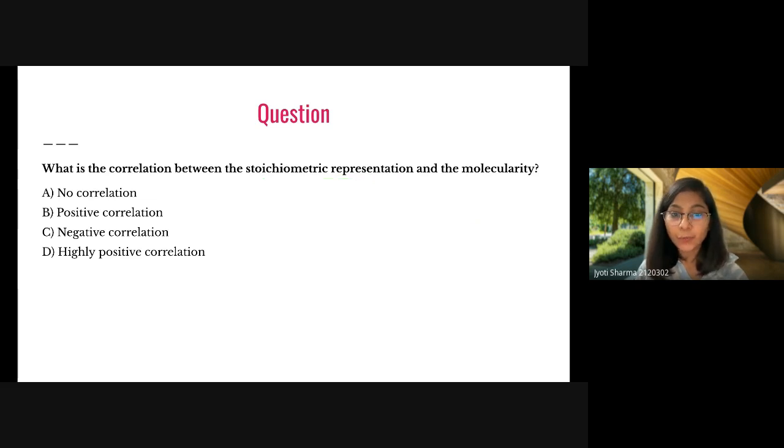So the answer should be no correlation. Again, there is no correlation between order of the reaction and the molecularity, as per question one, we got to know about this. The second is there is again no correlation between stoichiometric representation and molecularity. So let me tell you how.